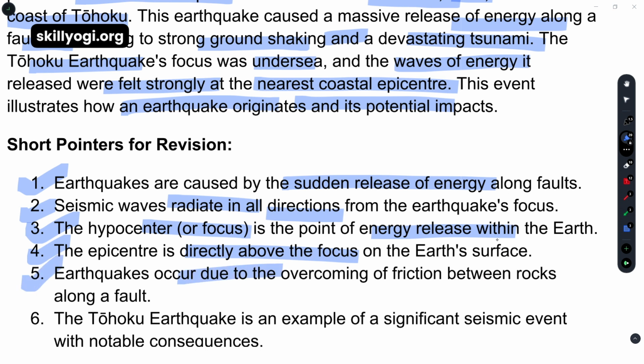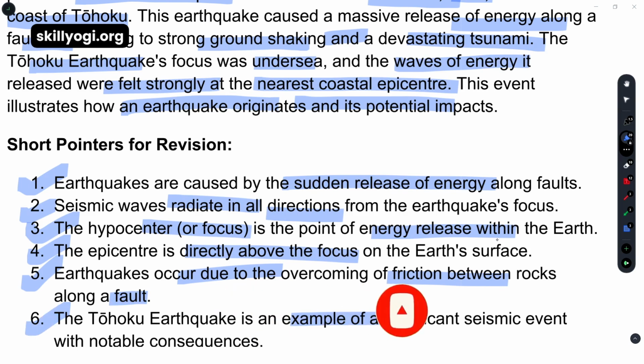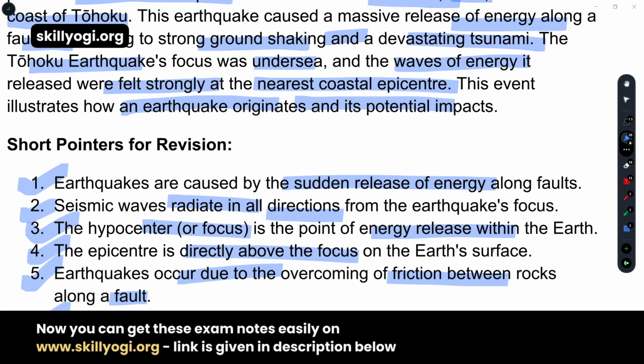Earthquakes occur due to overcoming friction between the rocks along a fault, and the Tohoku earthquake is an example. Different kinds of examples you can give in the exam, but there is another significant example given.